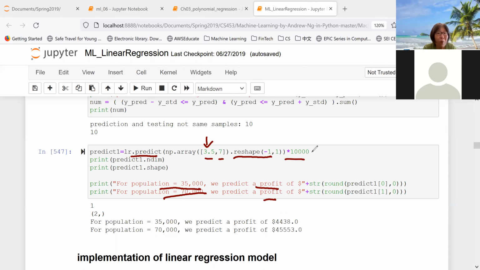Because over here it's a profit at a certain $10,000 range. That's why over here you multiply by the $10,000, okay. So then we can get to the profit, okay. So once you make sure the model is acceptable, then you can use it to do the new prediction.